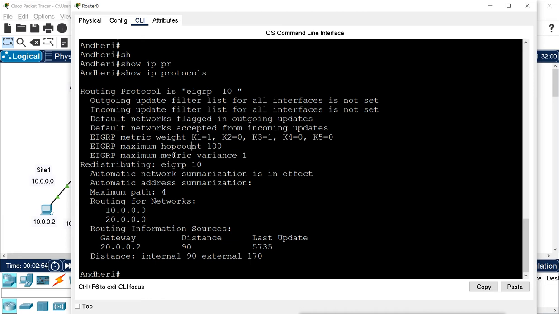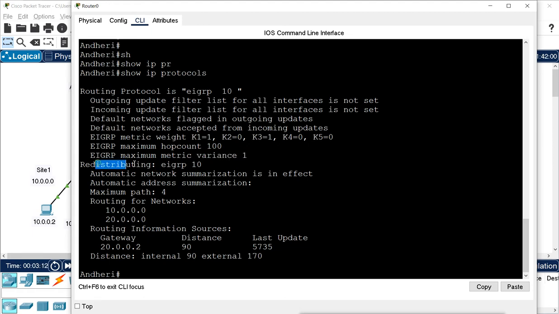EIGRP maximum metric variance is 1. This variance is actually for load balancing. A variance of 1 means it always uses equal paths for load balancing.